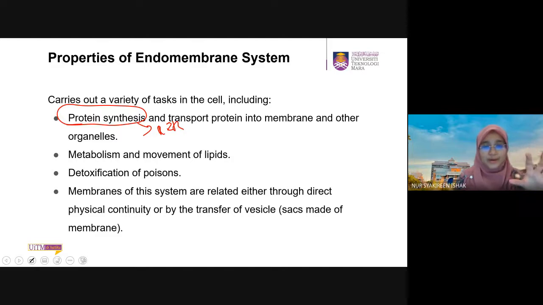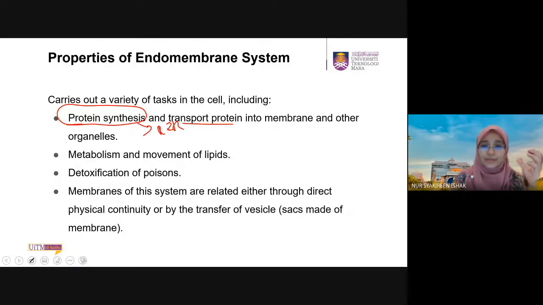So from rough ER, protein will be synthesized. This protein will be packaged into transport vesicle. Bila dia package into transport vesicle, dia akan migrate pergi ke Golgi apparatus. From the Golgi apparatus, the protein will be modified to form functional protein, which can be enzyme, hormone, or other types of protein. And then from the Golgi apparatus, they are packaged again into another vesicle, which we call the secretory vesicle, ataupun dia akan package into lysosome. So itu adalah untuk rough ER.